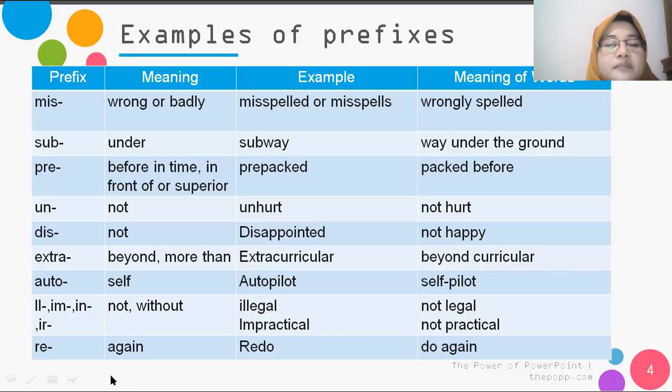All of them mean not or without, such as illegal or impractical. Illegal means not legal, impractical means not practical. So how do we use or differentiate them? Il, im, in, and ir.